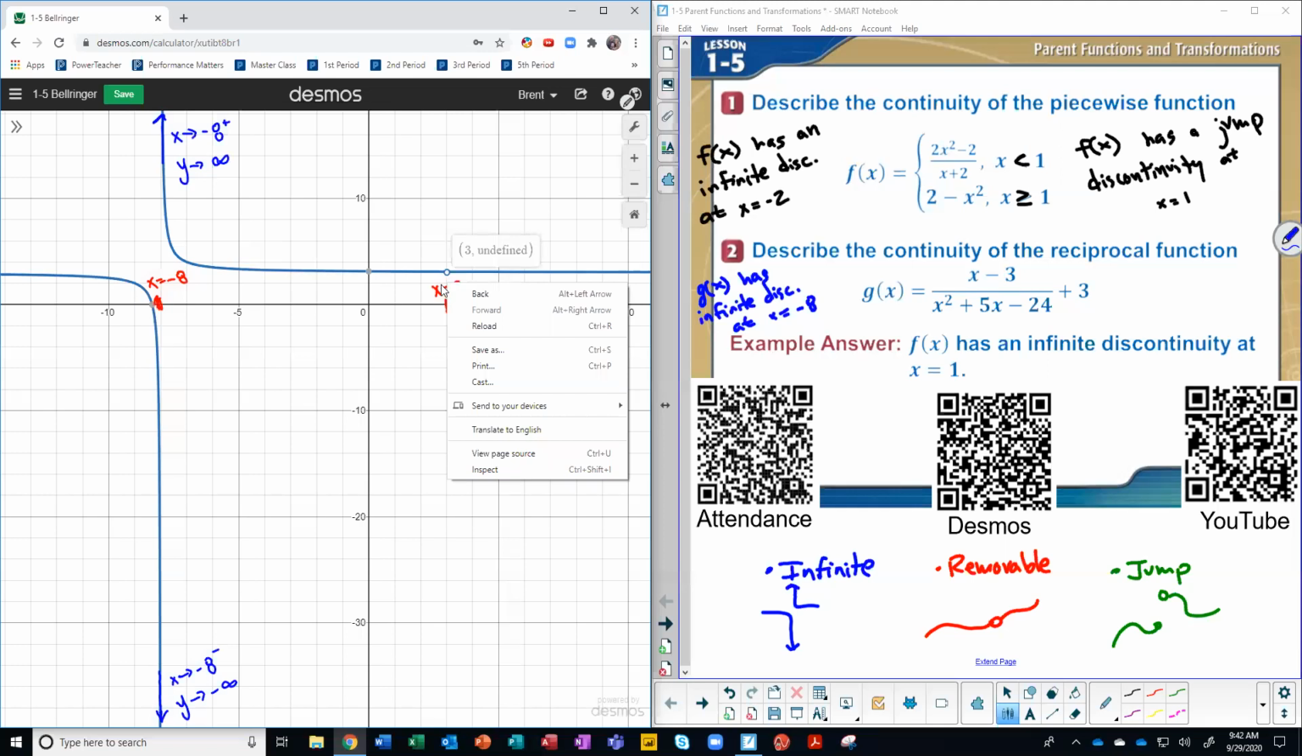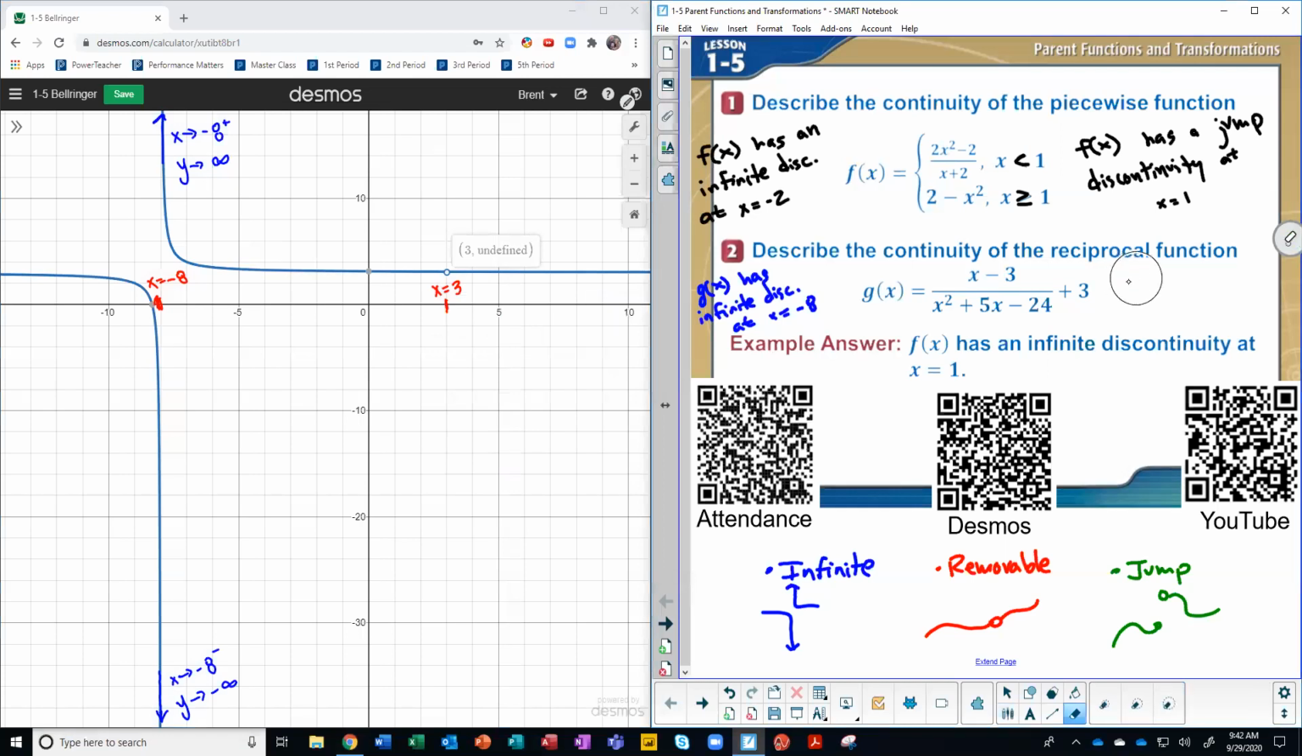So I'm just going to right click for a second because it'll freeze it. Okay, so now I can write when x equals 3, g of x has a removable discontinuity at x equals 3. Okay, so all of that was done visually. I did all that only using visual.